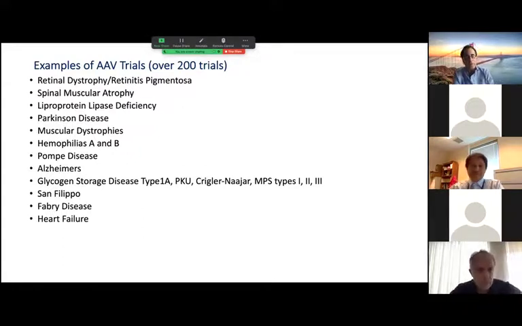But other disorders that are in various stages of testing include things like the hemophilias, Parkinson's disease, muscular dystrophies, including DMD, Pompe's disease, Alzheimer's, a number of inborn metabolic diseases such as Crigler-Najjar, glycogen storage, PKU, Sanfilippo, Fabry's disease, and there have been some gene therapy trials using AAV for heart failure, and there's some more coming down the line soon.